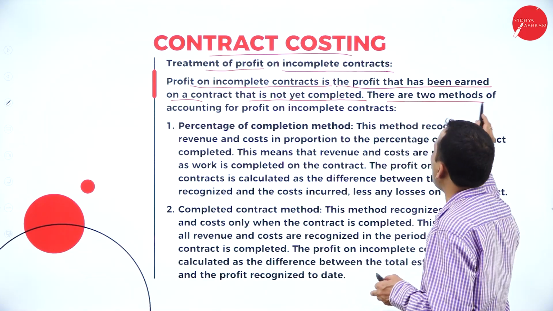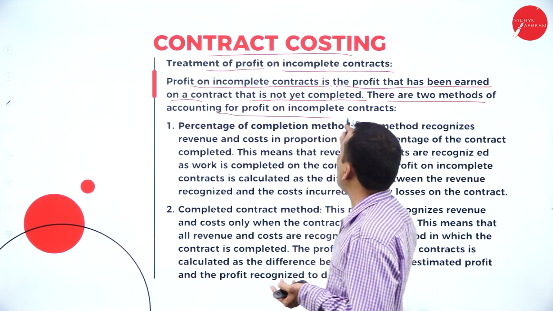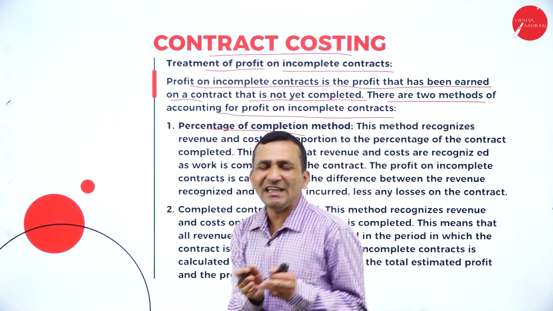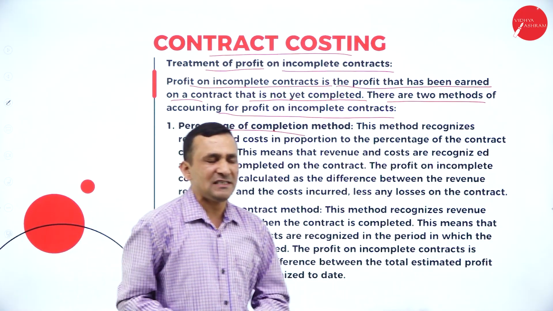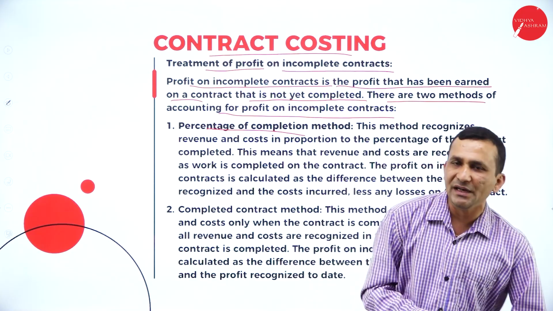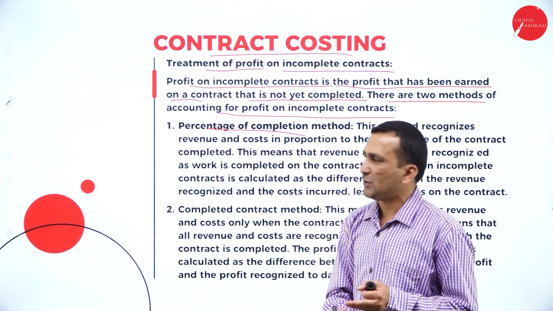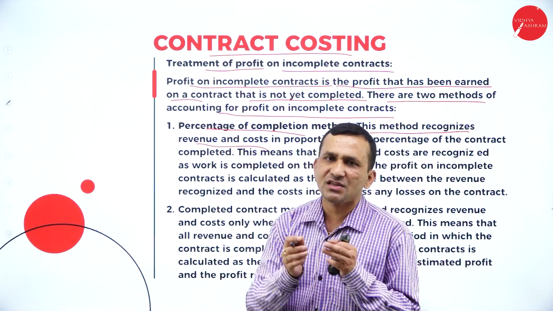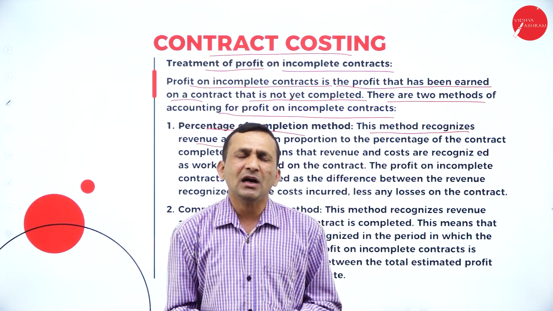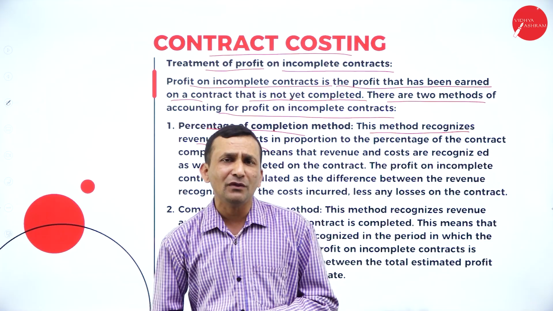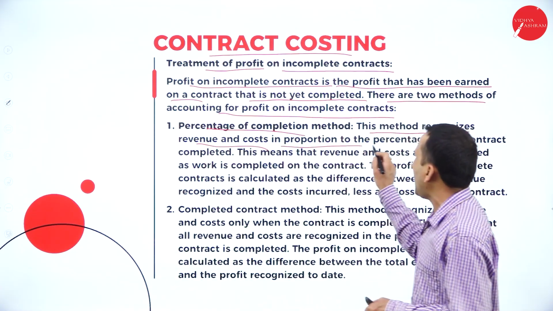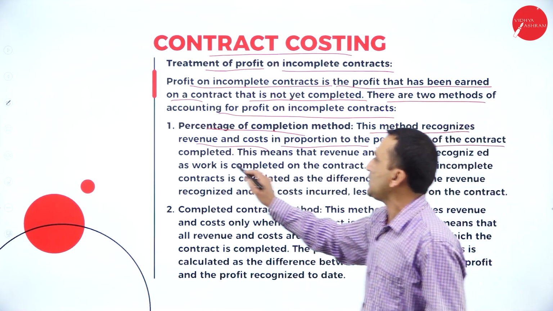There are two methods of accounting for profit on an incomplete contract. The first one is the percentage of completion. Sometimes the problem clearly specifies that 80% of the work is completed. This method recognizes revenue and cost: the revenue the contractor is expecting from the contract and the cost incurred, in proportion to the percentage of the contract completed.